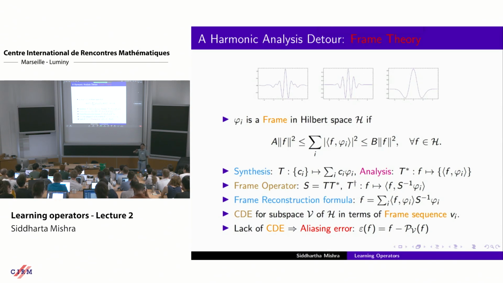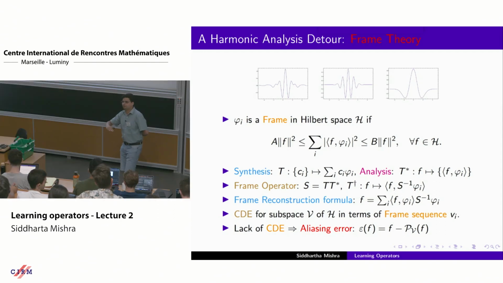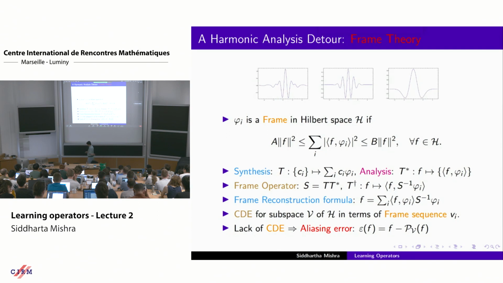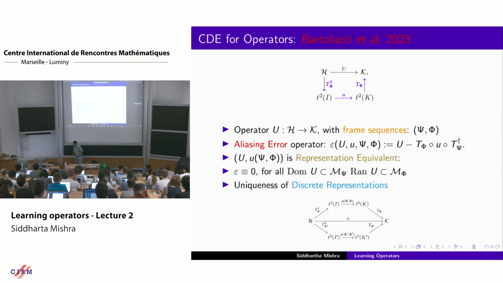So for functions, there is a well-defined way in which you can go from the discrete to the continuous, and you can come back to the discrete, and you can easily quantify what the errors are. Now remember, our objective is not to deal with functions, right? Our objective is to deal with operators.